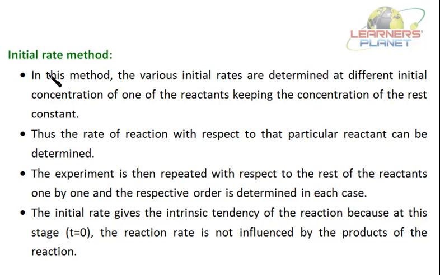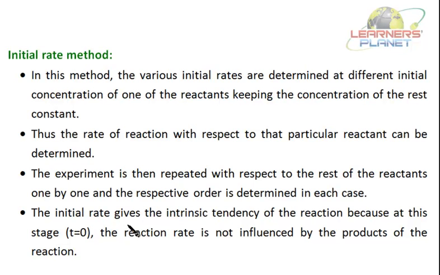So let's read out these statements. I have explained this to you. In this method, the various initial rates are determined at different initial concentrations of one of the reactants, keeping the concentration of the rest constant. Got it? Thus, the order of reaction with respect to that particular reactant can be determined. Now the experiment is then repeated with respect to the rest of the reactants one by one, and the respective order is determined in each case.